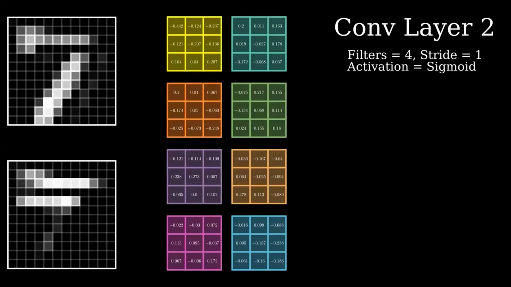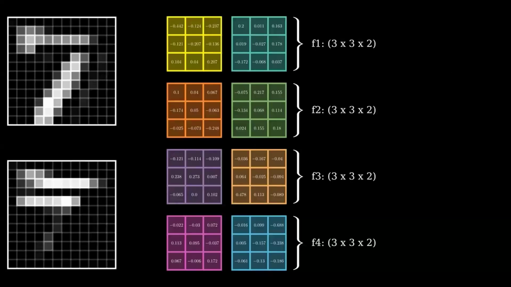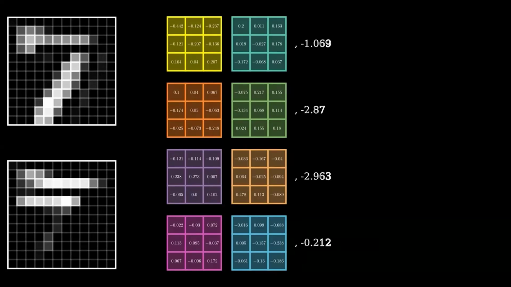Well, there are 4 filters with the dimensions 3 by 3 by 2, since we have 2 channels from the previous output, which is this layer's input. We'll have 2 channels for each filter. In other words, 4 filters with 2 channels. There is also a bias term for each of these filters.